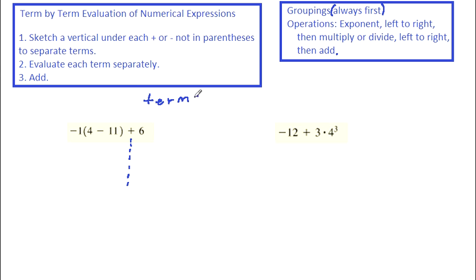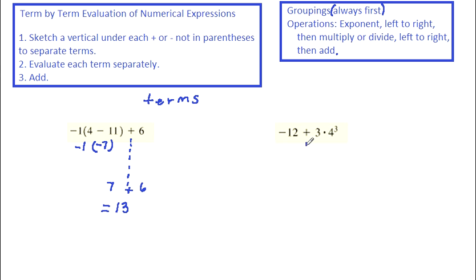This problem has two terms. The first negative is actually part of the -1. And so on the left we have a grouping, 4 minus 11, or 4 and -11, which is -7. We do the grouping first, times -1, and we get a +7, and we just bring down the +6, and we get 13. I'm not going to do only easy ones. So, all right, let's go and do the second problem.